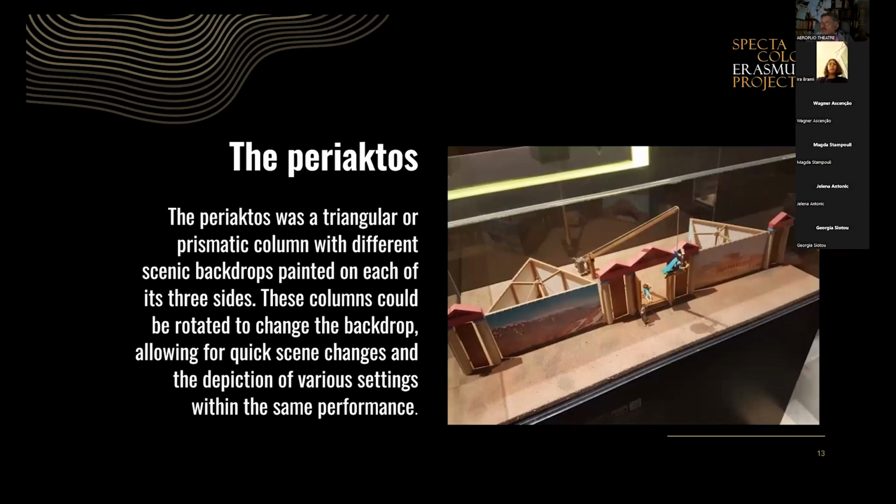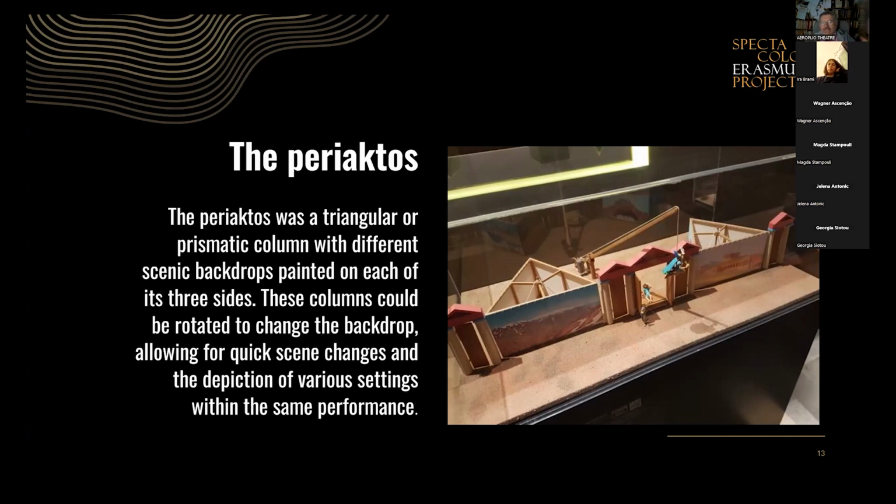Now the periactos. The periactos was a triangular or prismatic column with different scenic backdrops painted on each of its three sides. In Greek theater, it was used to mark the beginning of the scene or the changes of scenes. It was a wooden triangular prism that turned around and had a different picture on each of its three sides.